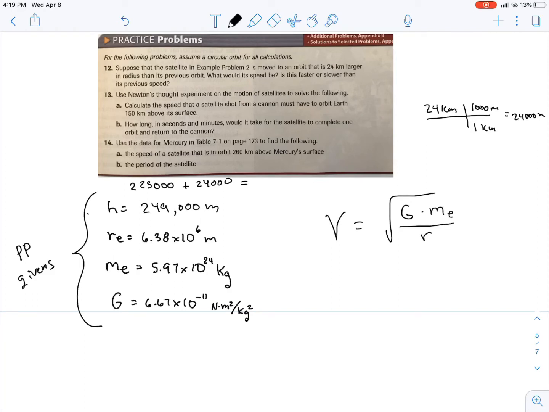Okay, now we need to add that to the radius of the Earth. So our total R, our R above the Earth, our satellite is orbiting above the center of gravity, will be the addition of those two. So plus 6.38 E6 equals, or R equals 6,629,123 meters.